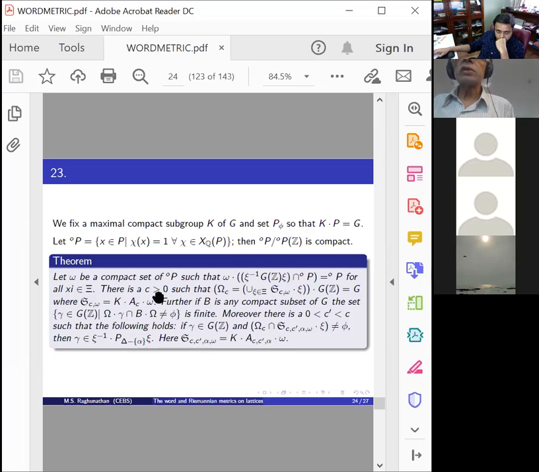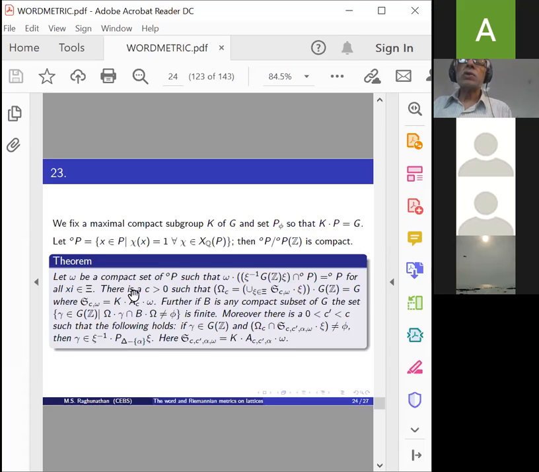AC may get enlarged, so it will get to some AC prime. And omega may also get enlarged, so it will become some omega prime. So it's again a set of the form, a number of translates of the Siegel set. A Siegel set is a set of this form, for some C greater than 0 and some omega compact. So this is again a finite union of Siegel sets. What this says is that if you take any two finite unions of Siegel sets, then those gamma which translate one to intersect the other form a finite set.